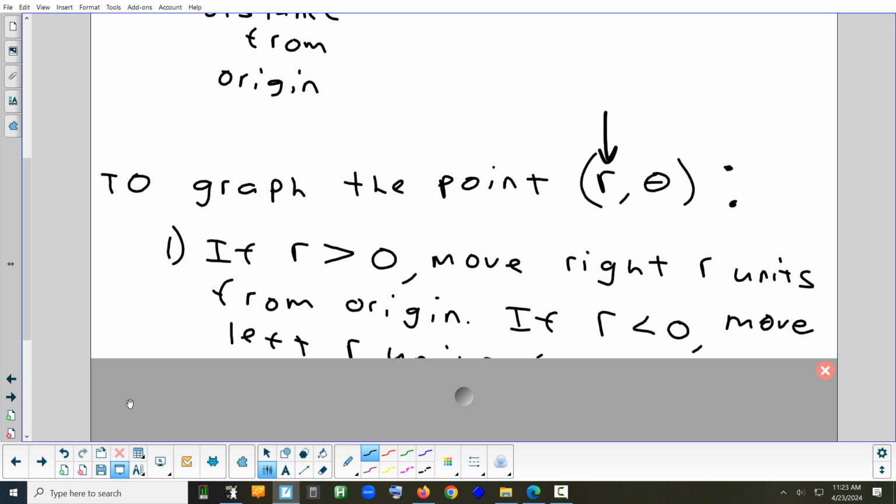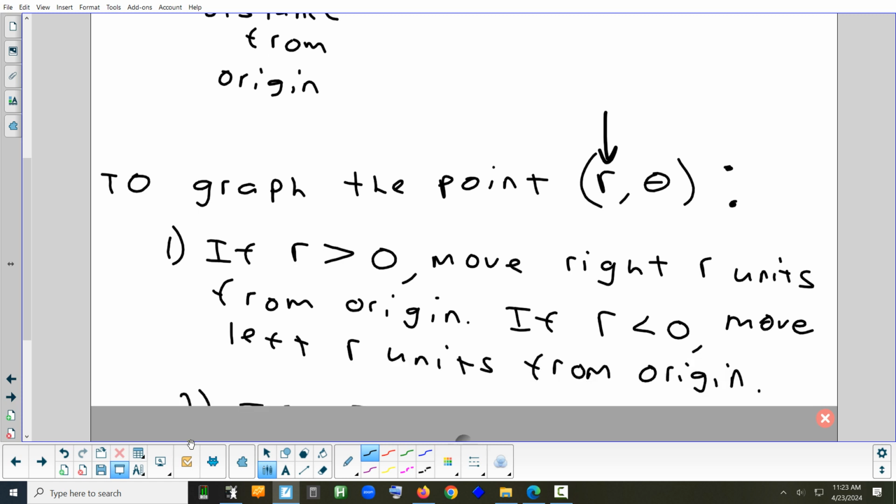If r is a negative value, then you're going to move from the pole to the left. That's not the final answer. That's just the starting point, just like when you do an xy coordinate. You do the x first, then you still have to do the y. So r is pretty much like x in terms of the behavior. The theta is totally different than y. So next we need to talk about that.